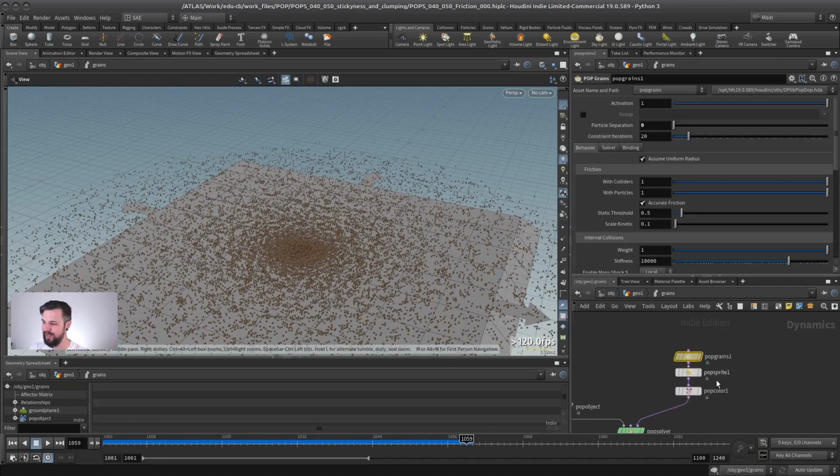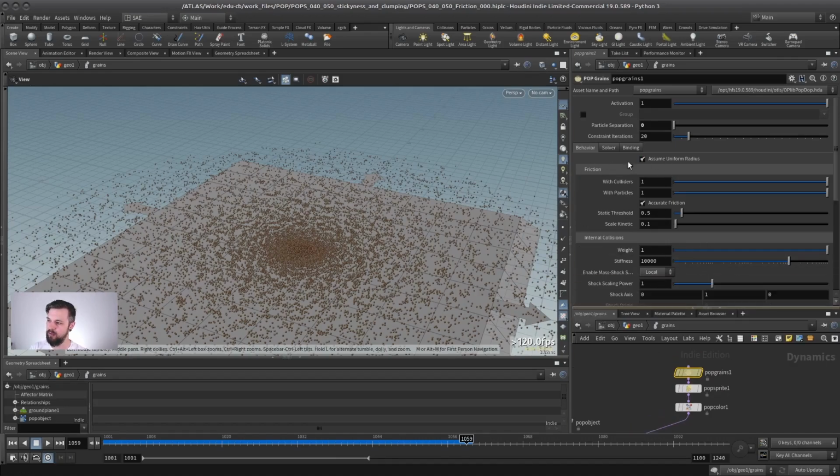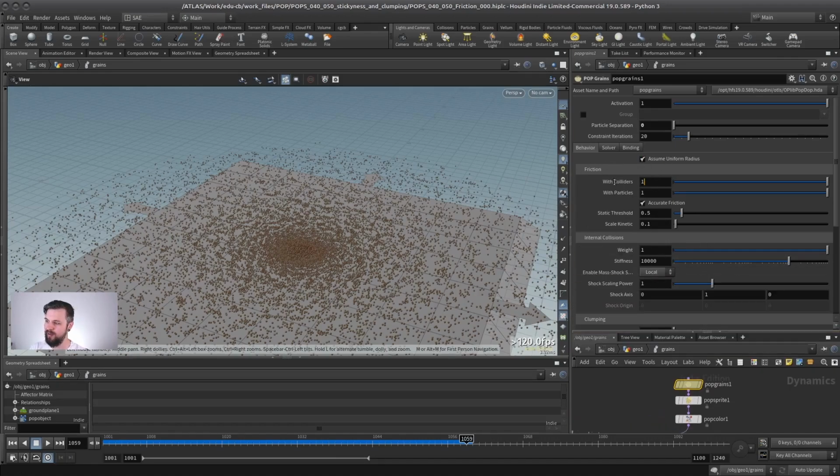But the good news is, in the pop grains, we have actually our own friction. Now, the weird thing though is it's already set to 1, and it differentiates between colliders and particles, so itself and everything else. And you might think, well, maybe I can increase it to something higher, but that doesn't work. It's already set to the maximum. So unfortunately, that's not how it works.